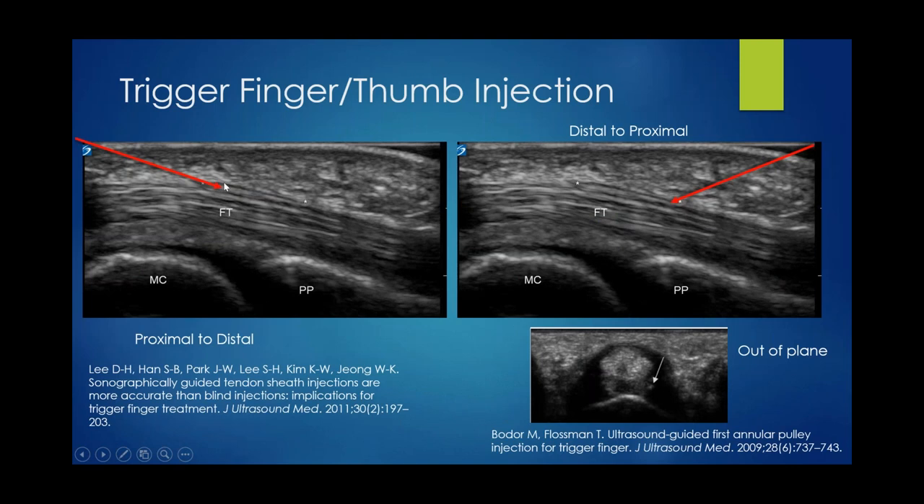Again, here is the normal retinaculum or A1 pulley. It's very hard to see. It's a hypoechoic, very thin structure. When it's abnormal, it would be many more times thick and very easily seen.